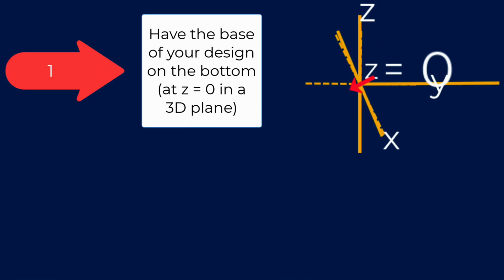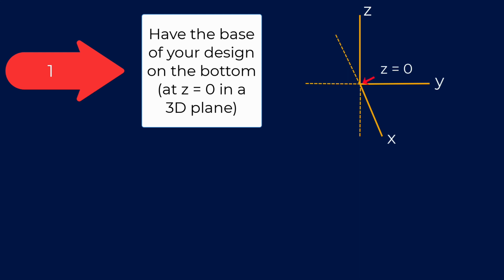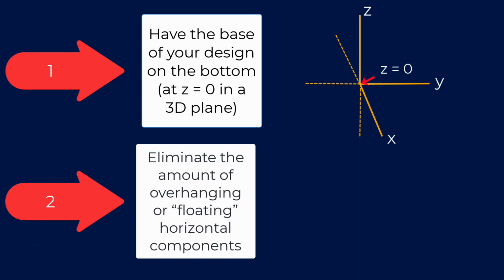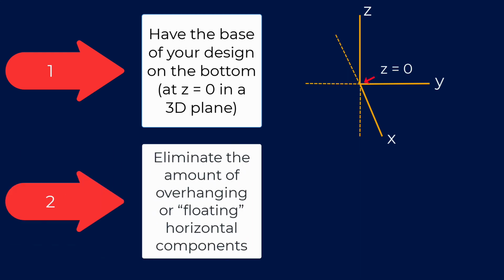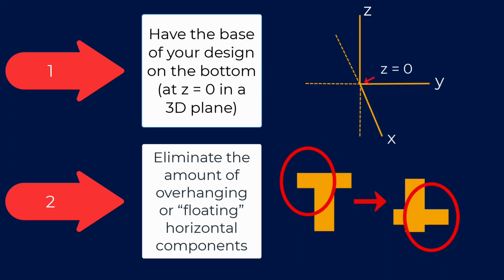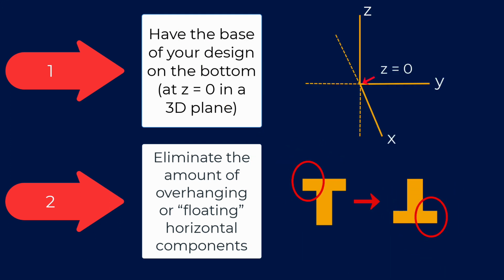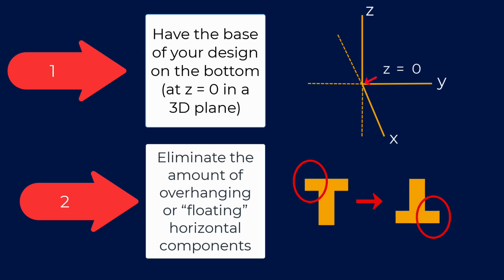This means that you should aim to have the base of your design at the bottom, at z equals 0 in a 3D plane. Try to eliminate or minimize the amount of overhanging or floating horizontal components, and if possible, always print without supports, as they are only necessary if you have overhanging ledges or sharp angles.